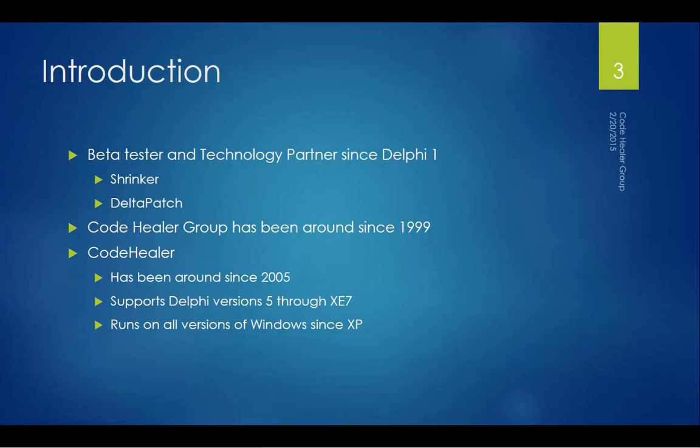Basically, I've been around as a technology partner since Delphi 1 first came out. Those of you who may remember Blinker and Blink Inc. We also had two other products, Shrinker and Delta Patch, that were both written in Delphi and worked very well with Delphi. CodeHealer Group itself has been around since 1999. And CodeHealer itself has been around since about 2005. Currently it supports all Delphi versions from way back version 5 all the way through to the latest XE7, and of course it runs on all versions of Windows since XP.